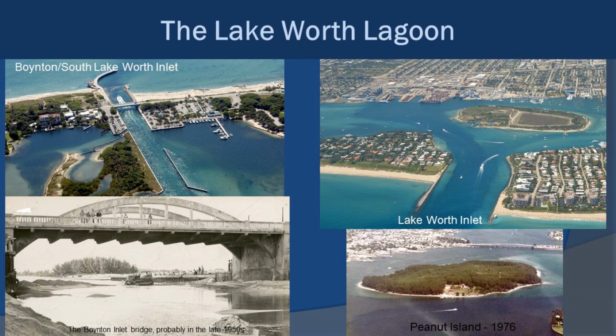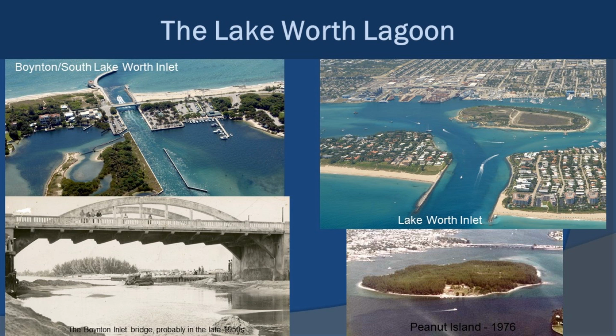So Lake Worth Lagoon has two inlets today. On the south side, we have what we call the South Lake Worth Inlet, or the Boynton Inlet, which is much smaller and more narrow. And then, of course, to the north, we have the Lake Worth Inlet. People like to call this the Palm Beach Inlet, of course, but it's the Lake Worth Inlet. And it's much wider. And of course, we do most of our port traffic and even some cruise ship terminals out of this particular inlet.